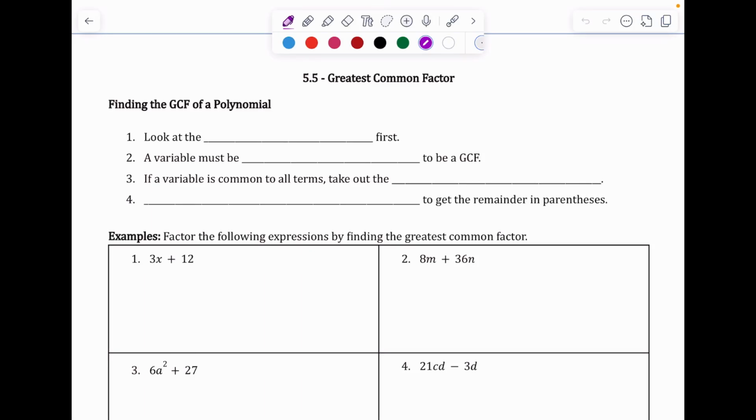9.5 notes for greatest common factor. Alright, finding the GCF of a polynomial. Okay, the first thing you want to do is look at the coefficients first. That's the first thing you want to do.